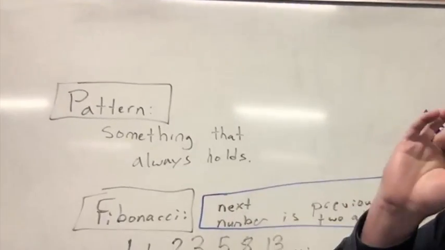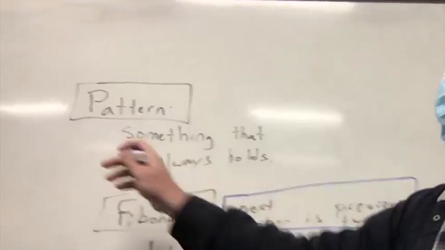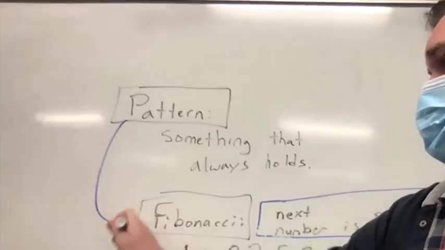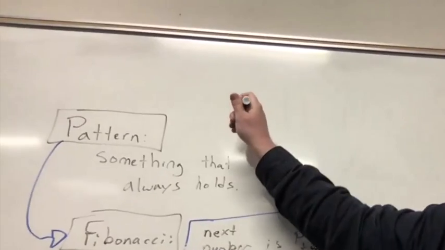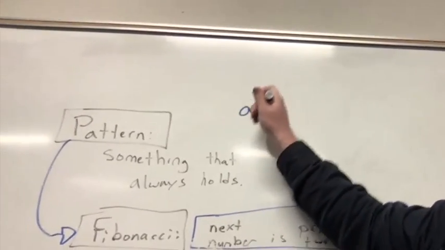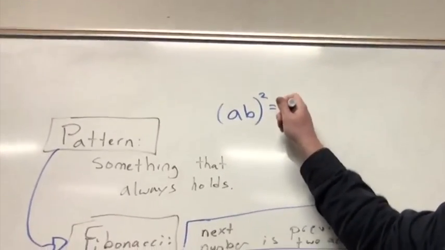This wasn't actually the kind of pattern that I had in mind. That's okay. It's not wrong to say that this is a pattern. The kind of pattern I had in mind were more algebraic things that we see. So for instance, we looked at (a times b) squared is equal to a squared times b squared.